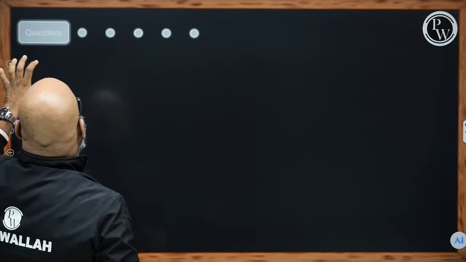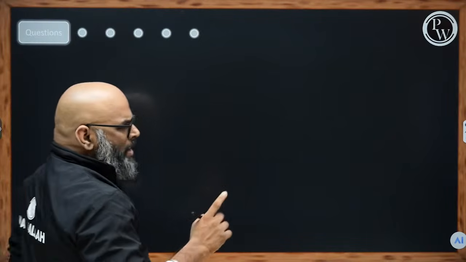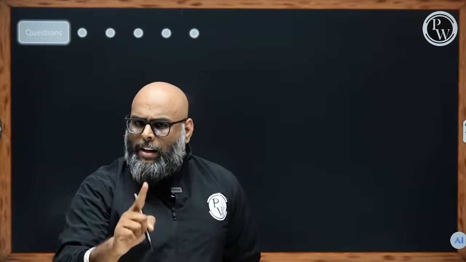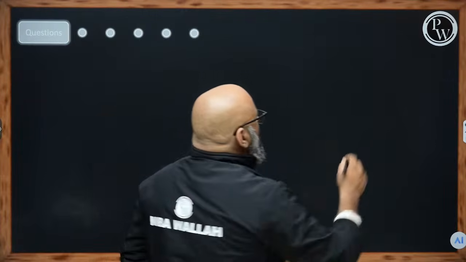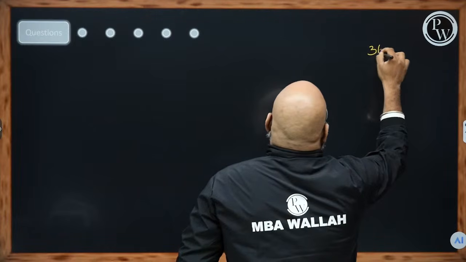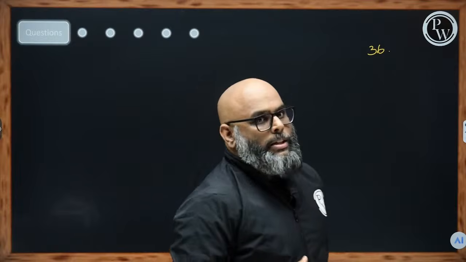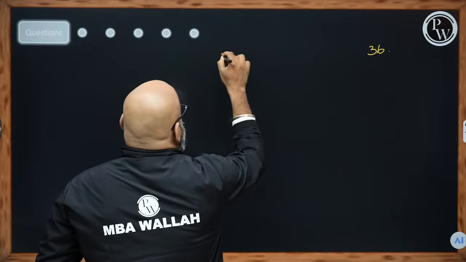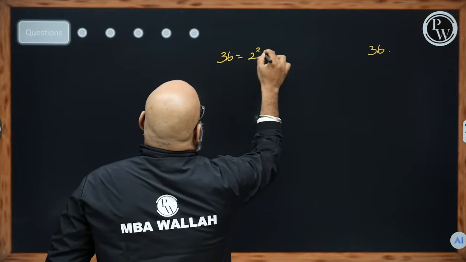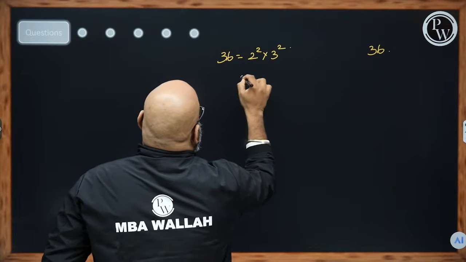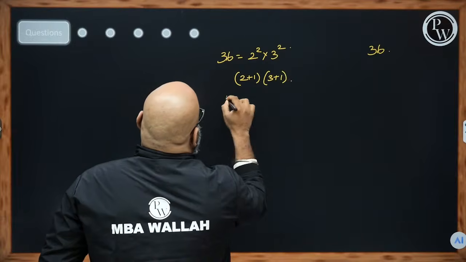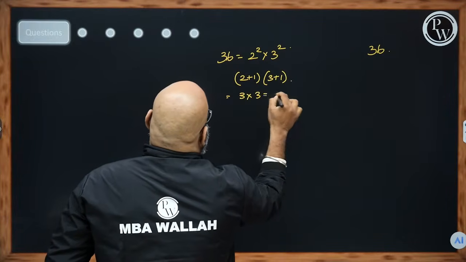I want to go to the first. Fine. I'll tell you why this 1 is being added. To explain this idea to you, I'm going to take this number 36. Then I'm going to say, how many factors does 36 have? We will say 36 is 2 square into 3 square. So 2 plus 1 into 3 plus 1 is equal to 3 into 3, that's 9 factors.